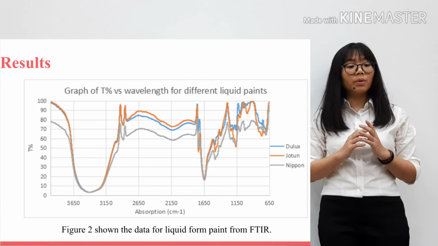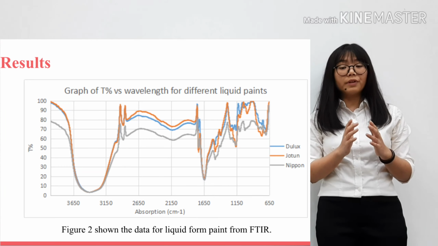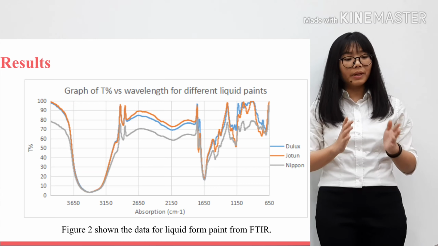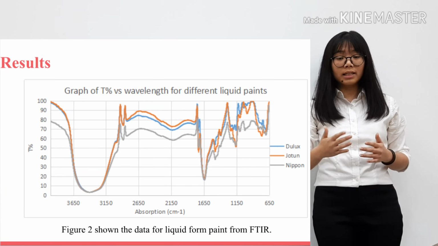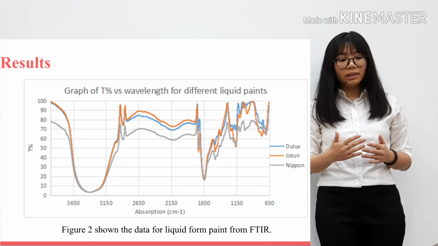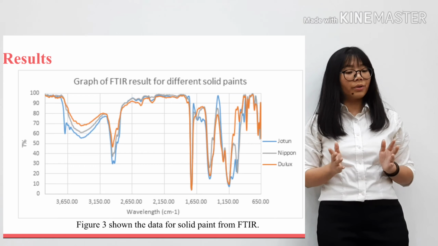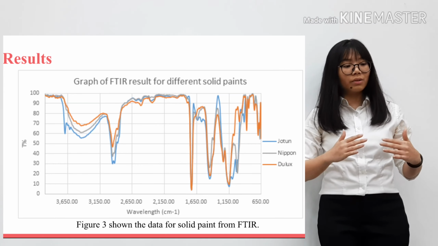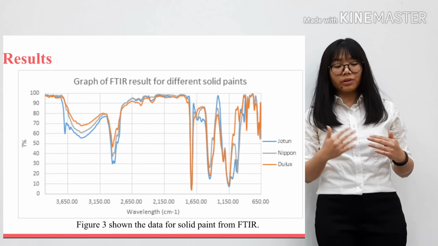This is on the screen, which shows the wavelengths for the different liquid paints. We can see that there are different peaks over there, which represent the three colors: the blue color for Deluxe, the orange color for Jordan, and the gray color for Nippon. Here is the other one, the solid paint FTIR result. So there's a difference you can see between the liquid paint and the solid paint.